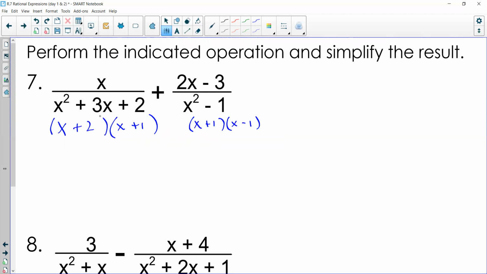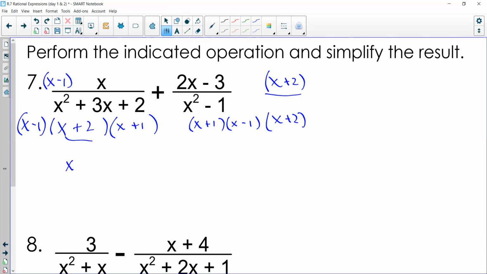So on my left side, this one on the bottom does not have the x minus 1. So I have to multiply that whole side by x minus 1 over itself, x minus 1 over x minus 1. And similarly, on the right side, this one doesn't have the x plus 2. So I have to multiply the top and the bottom by x plus 2 over x plus 2. Okay, and we'll do the multiplication and see what this gives us.